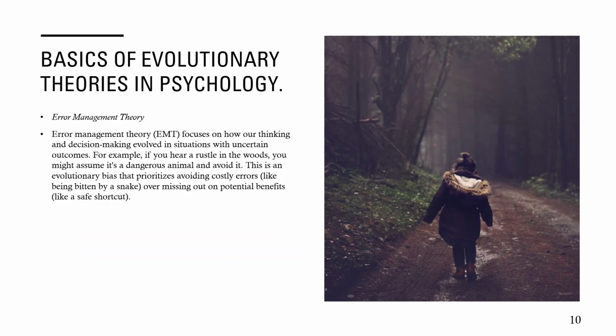Error management theory. Error management theory focuses on how our thinking and decision making evolved in situations with uncertain outcomes. For example, if you hear a rustle in the woods, you might assume it's a dangerous animal and avoid it. This is an evolutionary bias that prioritizes avoiding costly errors, like being bitten by a snake, over missing out on a potential benefit, like a safe shortcut home.